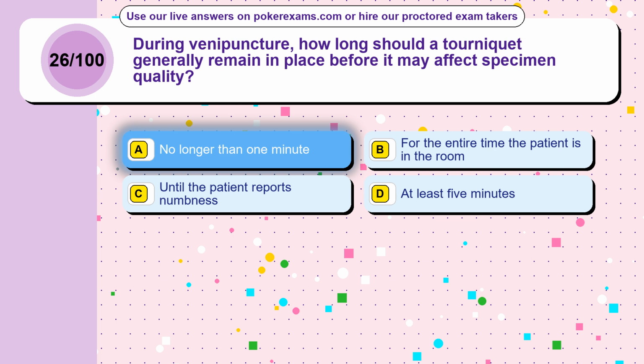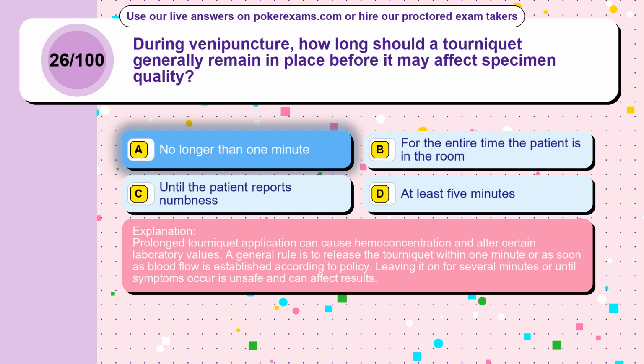The correct answer is option A, no longer than 1 minute. Prolonged tourniquet application can cause hemoconcentration and alter certain laboratory values. A general rule is to release the tourniquet within 1 minute or as soon as blood flow is established according to policy. Leaving it on for several minutes or until symptoms occur is unsafe and can affect results.